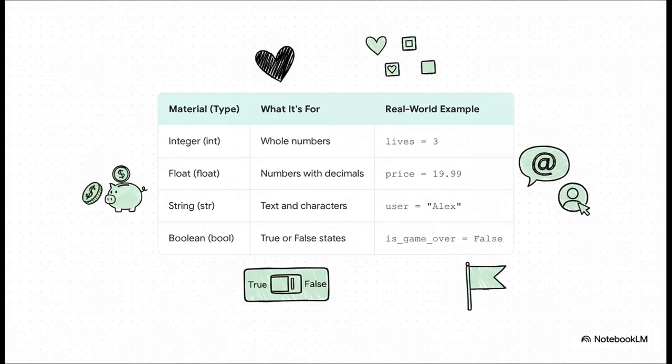Next up, we have a string. It's just a fancy word for text. Any letters or characters inside quotes, like a username, is a string. And finally, the Boolean. Sounds complicated, but it's just a simple switch that can only be true or false. It's perfect for tracking states, like whether the game is over or not.